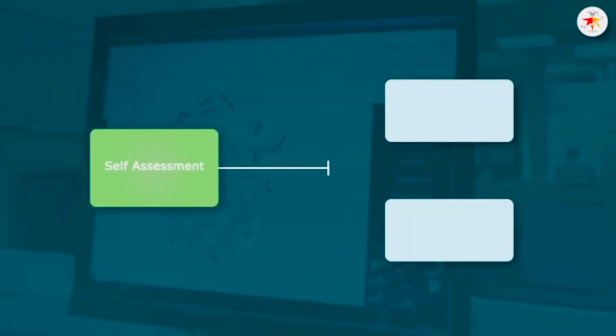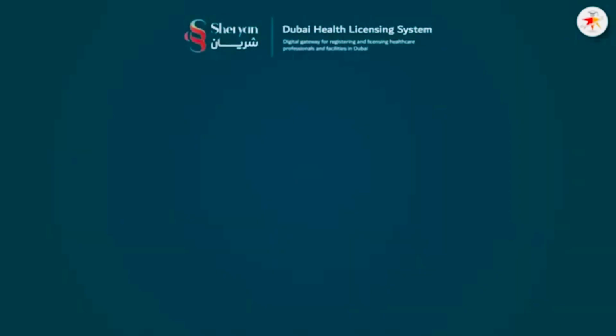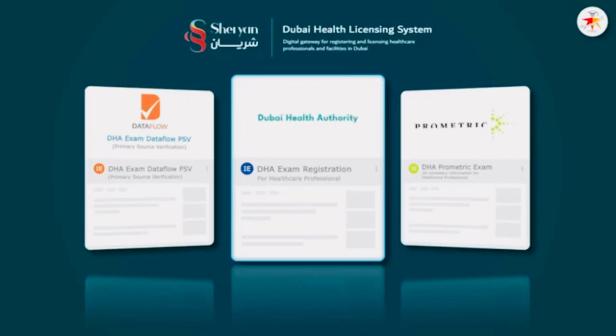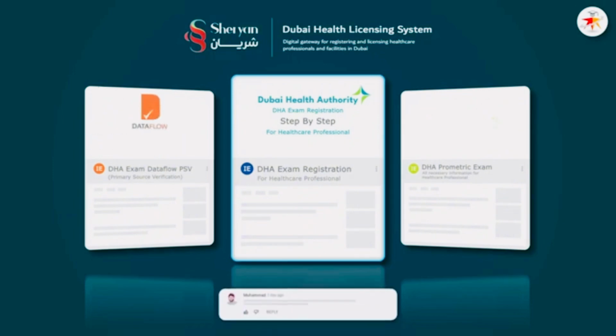Based upon this assessment, you can quickly go to the next registration steps of retrieving the personal ID and the Dataflow verification process. Although in this video, I will only be discussing the Sheryan self-assessment system, if you wish us to make more detailed videos about other registration steps for the DHA exam, then kindly let us know by commenting below. We would love to make new videos targeting all your required questions.